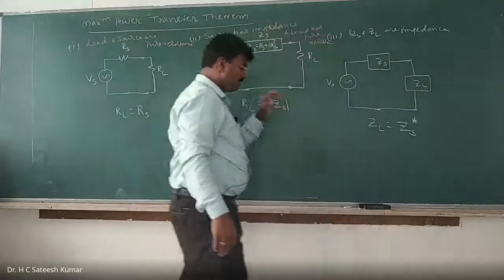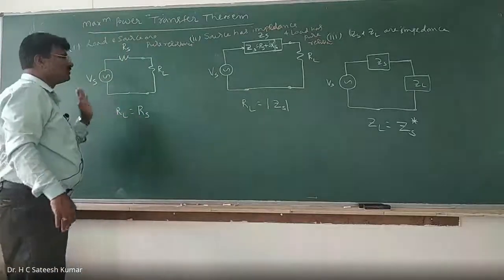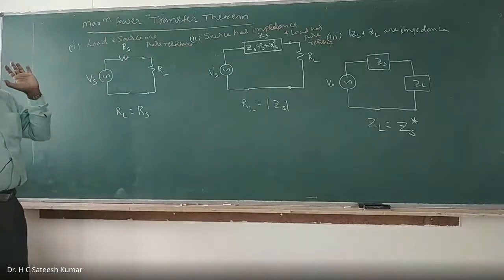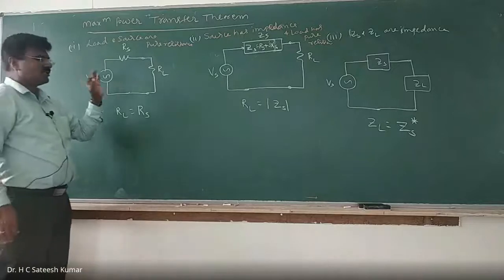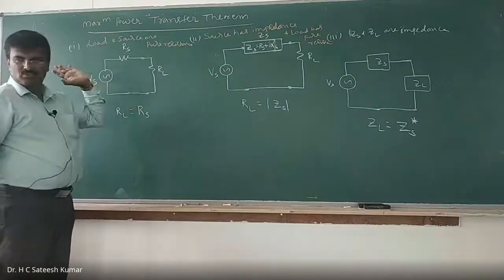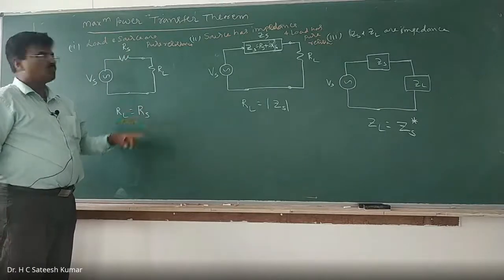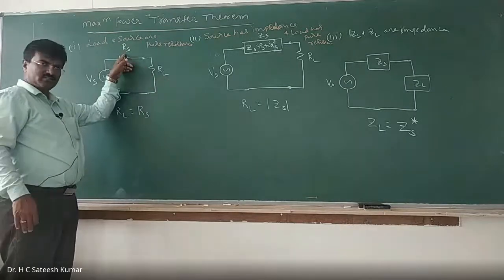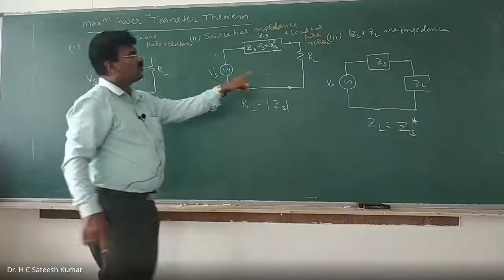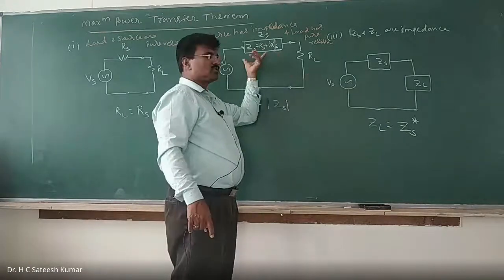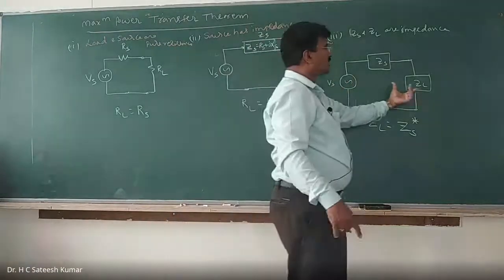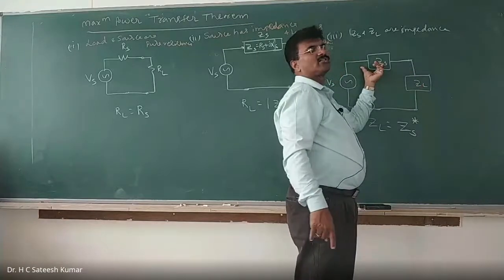That means the statement will be like this, 2 marks, 3 steps to the statement you should give. In any linear bilateral multi-source network, maximum power will be transferred from source to the load when the load resistance is equal to the source resistance, one case. When the load resistance is equal to the magnitude of the source impedance, second case. Third case, when the load impedance is equal to the complex conjugate of the source impedance.